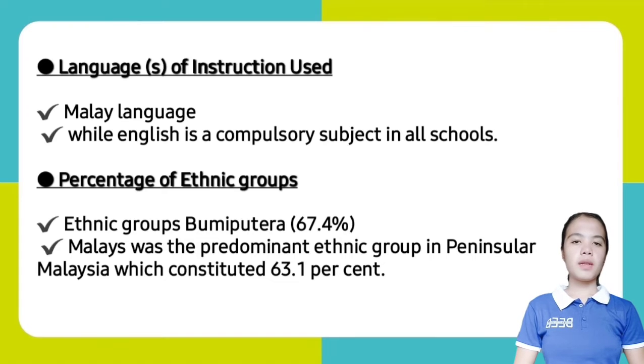Percentage of ethnic groups in Malaysia. Malaysian citizens consist of the ethnic group Bumiputera, which is 67.4%. Among the Malaysian citizens, the Malays are the predominant ethnic group in Peninsular Malaysia, constituting 63.1%.